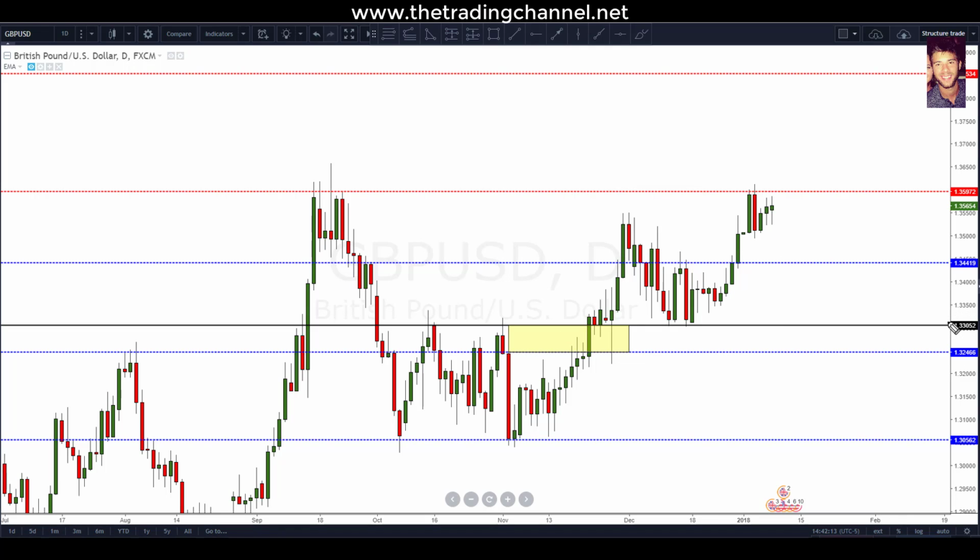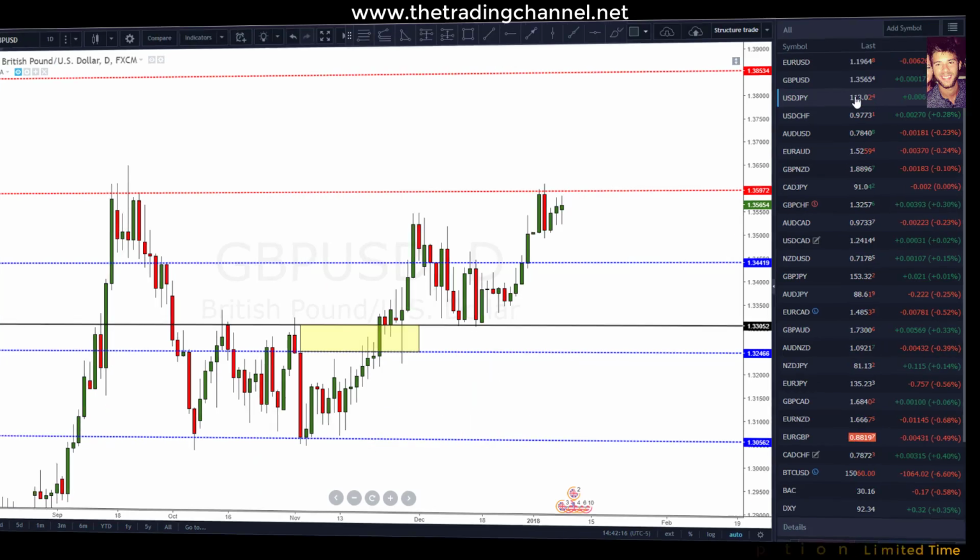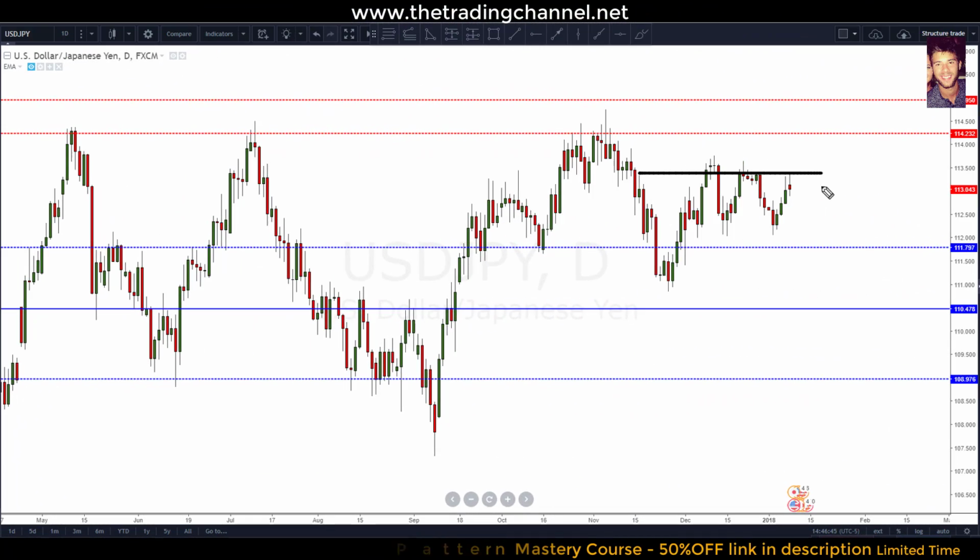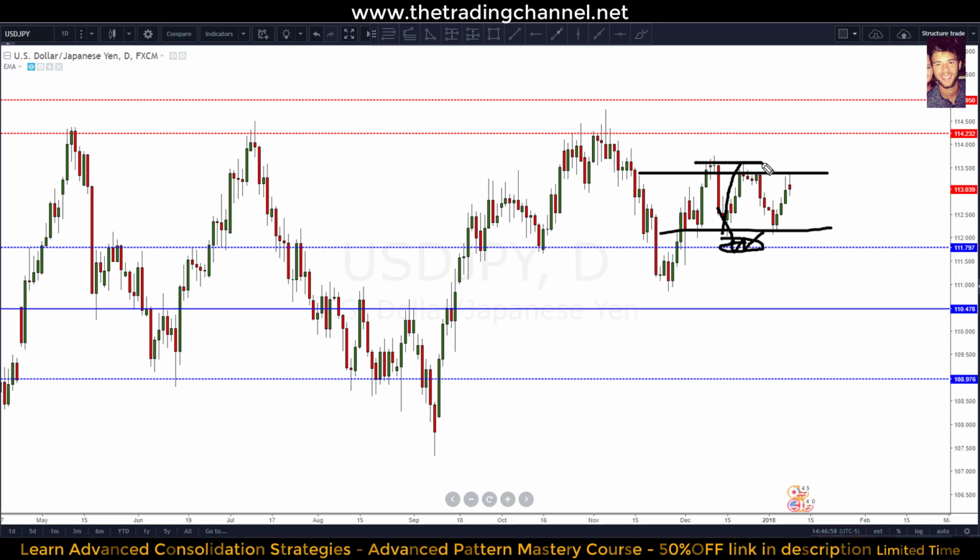Now let's go ahead and move on to our next pair, which will be the dollar yen. Here on the dollar yen, we're still in this period of consolidation. What we were looking for last week is this market to push down to our 111.79 area for some support. We never did get down to that area. Instead, the market pushed up, found resistance yet again around 113.5. We actually talked about this as being a level of resistance in last week's video.